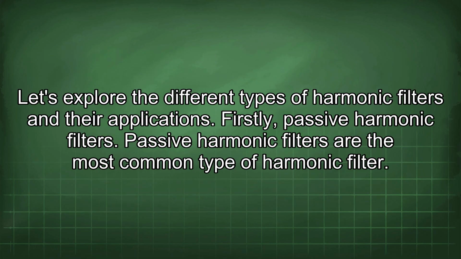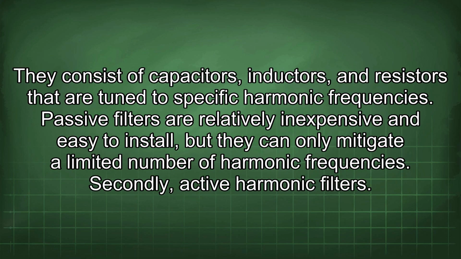Let's explore the different types of harmonic filters and their applications. Firstly, passive harmonic filters. Passive harmonic filters are the most common type of harmonic filter. They consist of capacitors, inductors, and resistors that are tuned to specific harmonic frequencies. Passive filters are relatively inexpensive and easy to install, but they can only mitigate a limited number of harmonic frequencies.